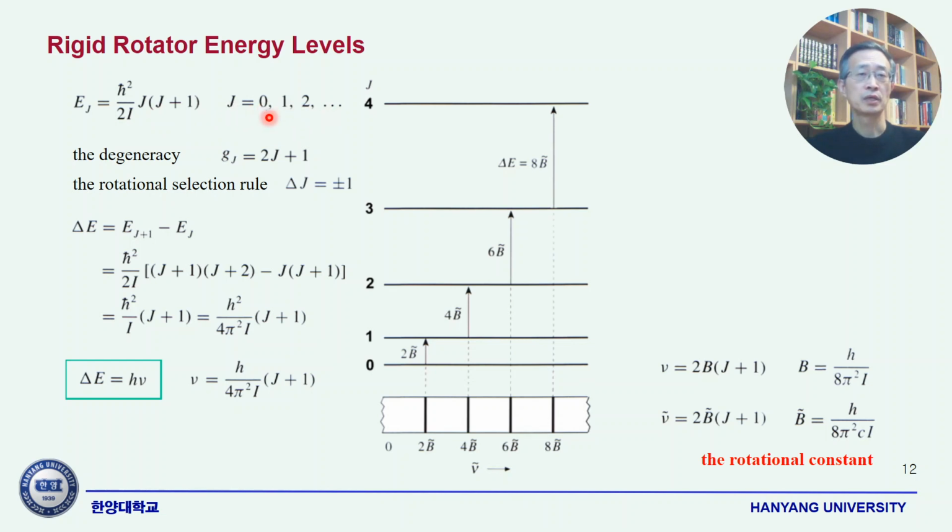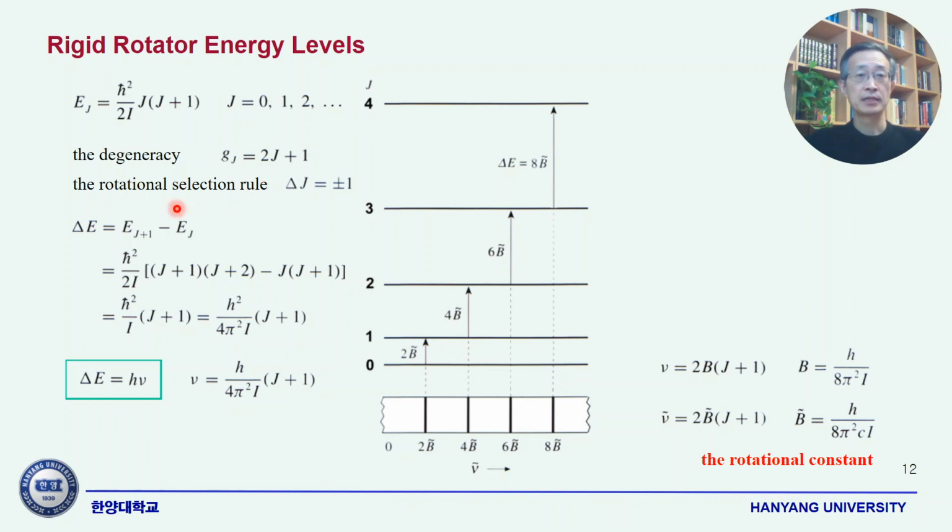Okay. And also there is the degeneracy. Degeneracy means different states with the same energy. That's the definition. The degeneracy g_J of the Jth level is 2J plus 1. But this will affect the intensity of the rotational spectral lines.